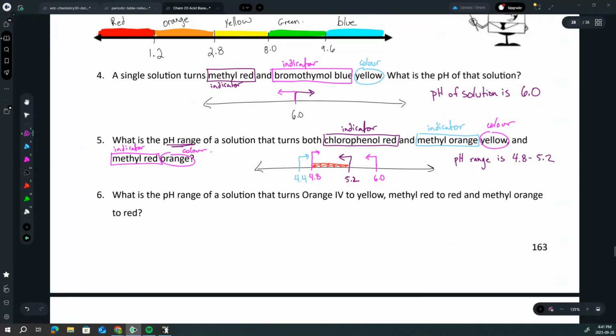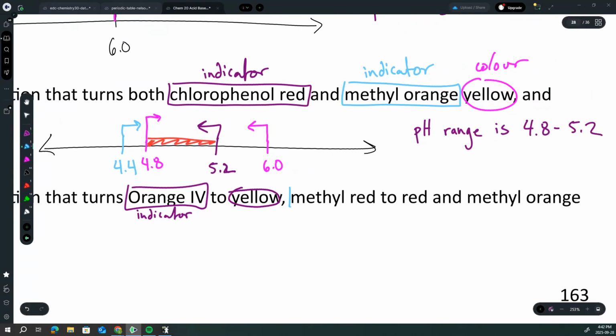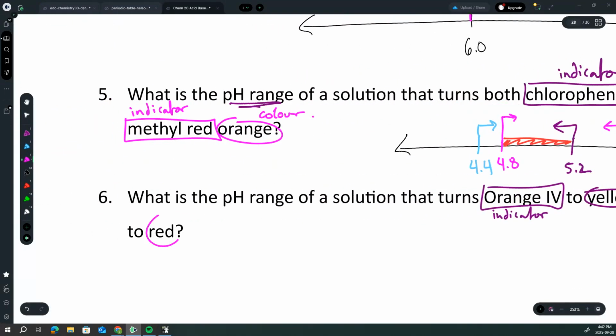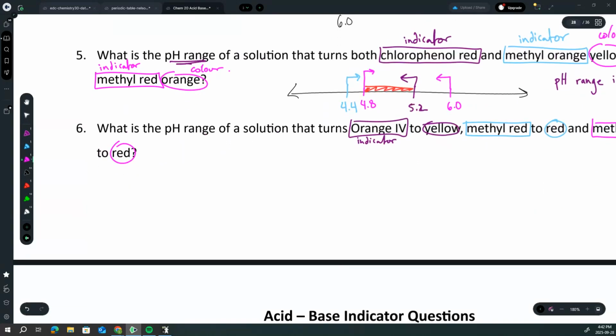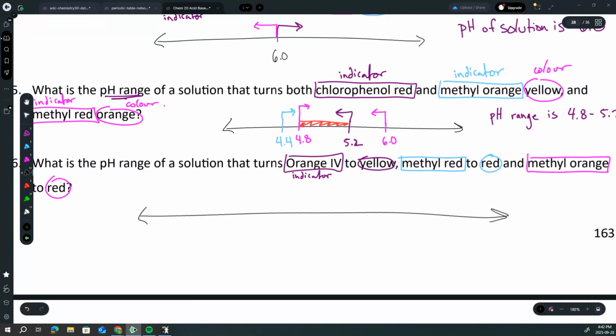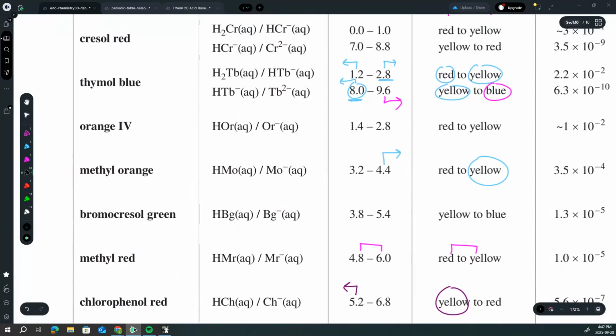For the next question: what is the pH range of a solution that turns orange 4, which is the indicator, yellow, that's the color, methyl red, which is the indicator, red is the color, and methyl orange, that is the indicator, red is the color? Okay, number line, and we'll start off with the first indicator mentioned. Let's start with orange 4 and figure out where it turns yellow.